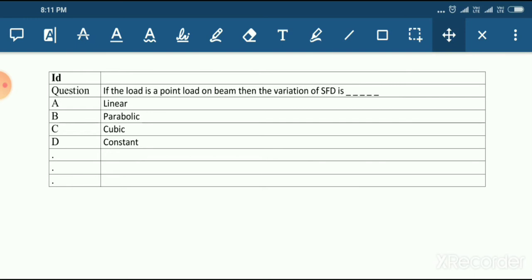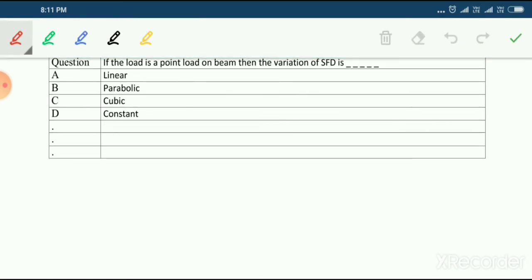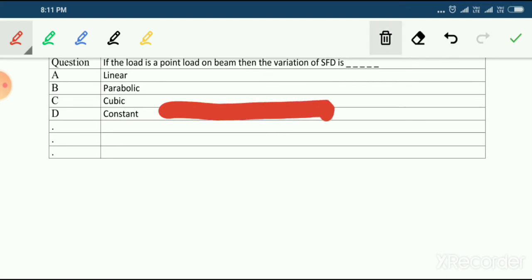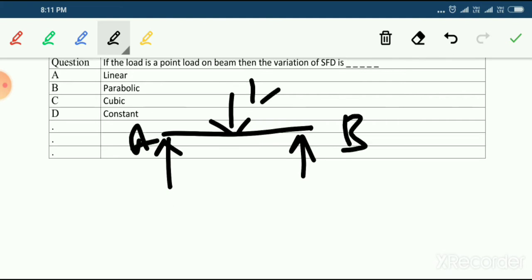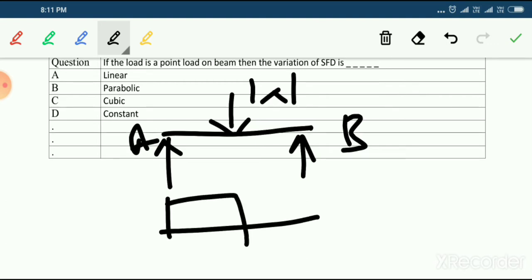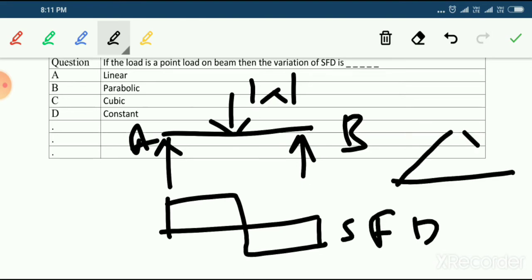I think you should know the standard diagrams of SFD and BMD. I will draw some diagrams that will surely be helpful for the next questions. Say this is the beam, A and B. These are standard diagrams I am telling. For this one, how will the SFD and BMD come? The SFD will be like this. At least you have to know the standard diagram. So this is your SFD diagram, and this is the BMD diagram.